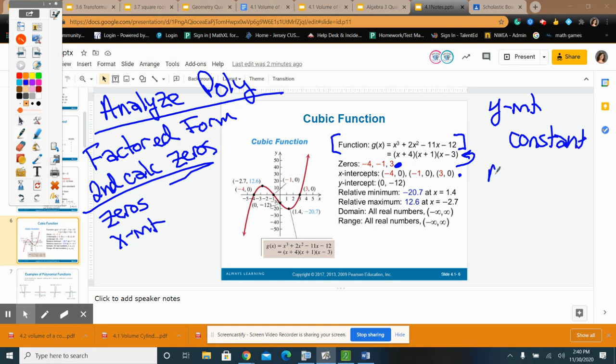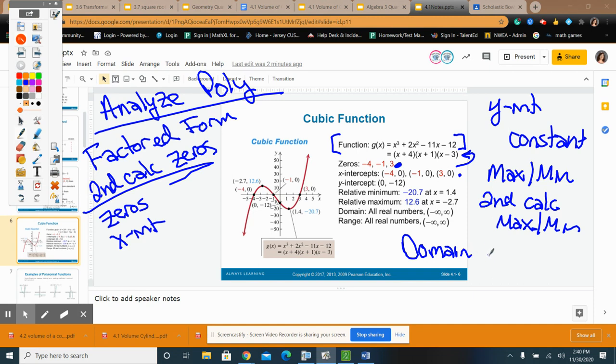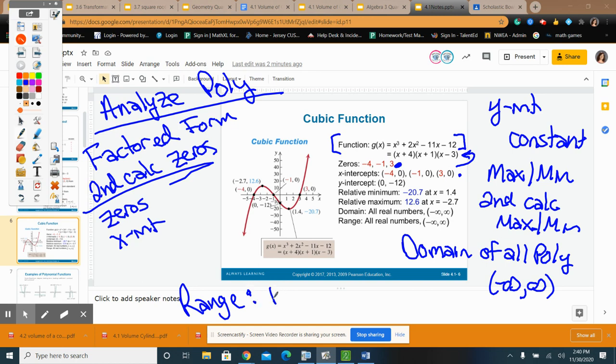The max and the min come from the calculator still. That's second calculate max and min. And then the domain and range, they come from looking at the graph. First of all, the domain of all polynomials, because there's no risk factors, is negative infinity to positive infinity. Now, the range will be different. On the range, it depends on what the graph looks like. And we'll talk about that in just a second.